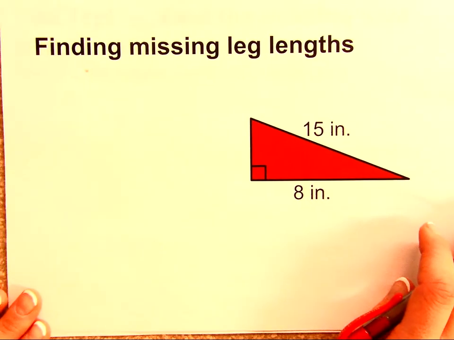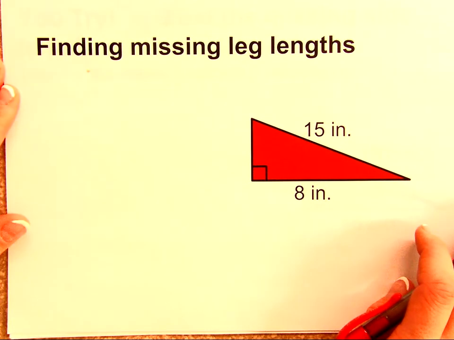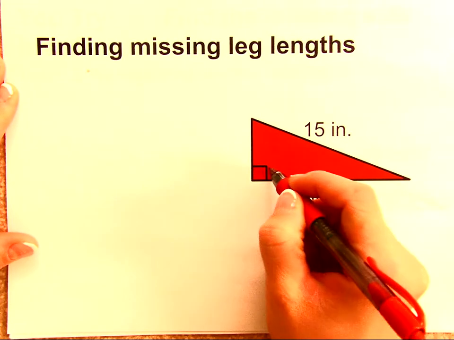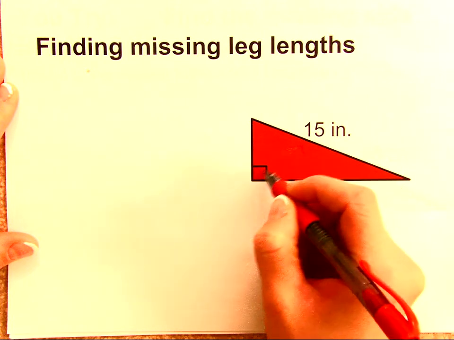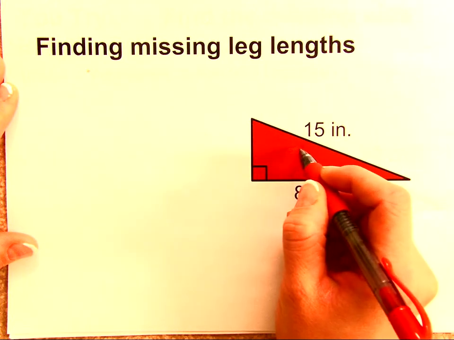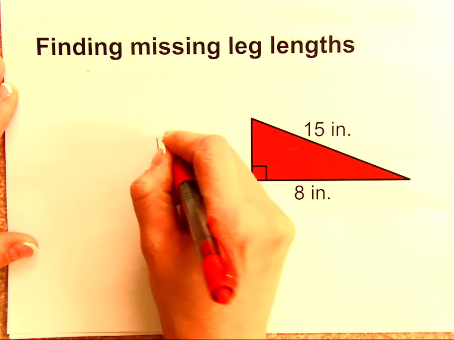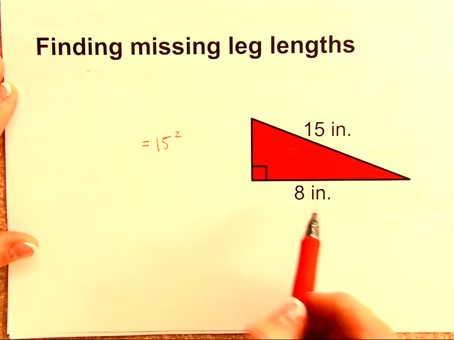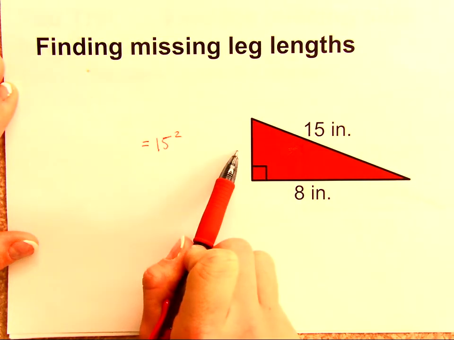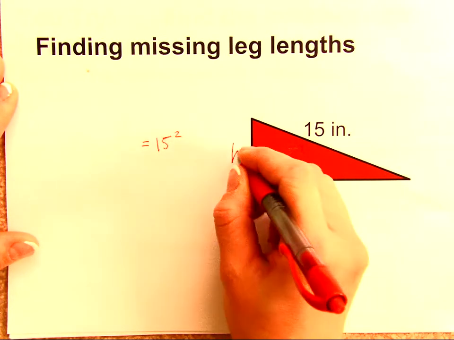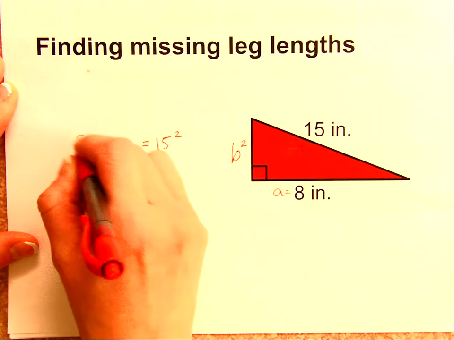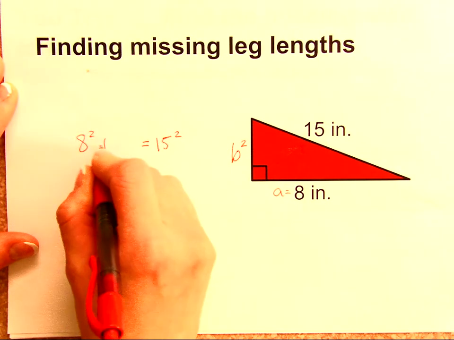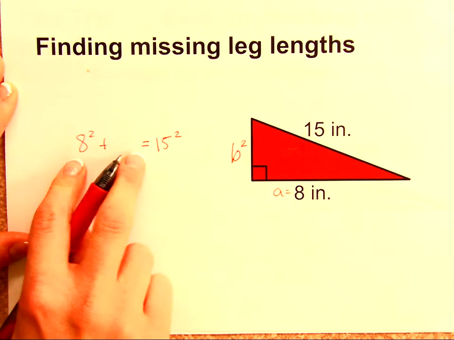Let's do one more example together before you try any on your own. So again, notice that 15 is my hypotenuse because it's opposite that 90-degree angle. So 15 is my c. Now, last time I made this side length my a. Why don't we make this my b this time? And that would make 8 my a. Just switching it up. It doesn't matter either way. These are both legs, so these can be switched around.